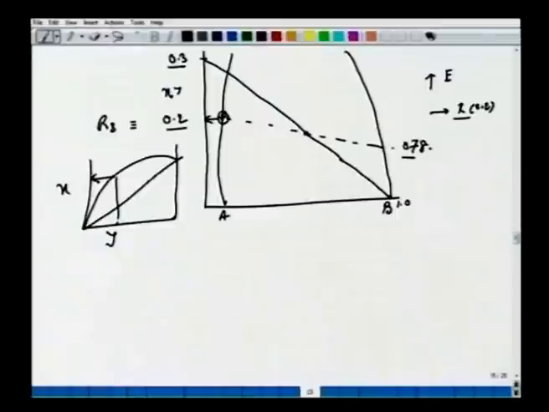Alright, so knowing this 0.3, what amount of solvent is required so that we get only 0.2? Find that tie line which goes through this. You will see that this reading here would be around 0.12.